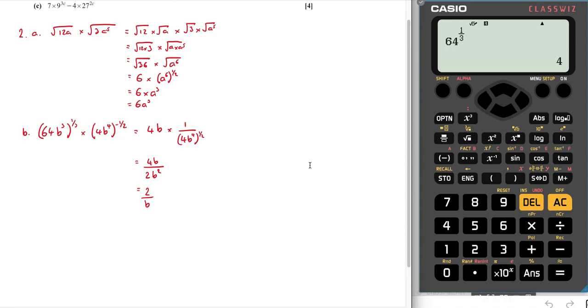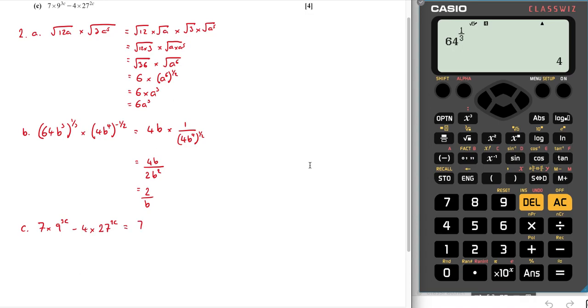7 times 9 to the power of 3c, minus 4 times 27 to the power of 2c. Now, the first thing I do recognise is that both 9 and 27 are powers of 3. So let's deal with that first.